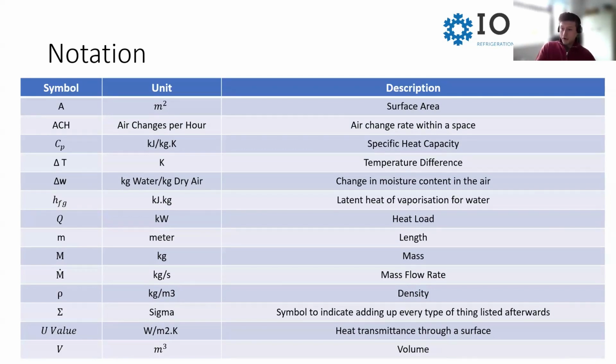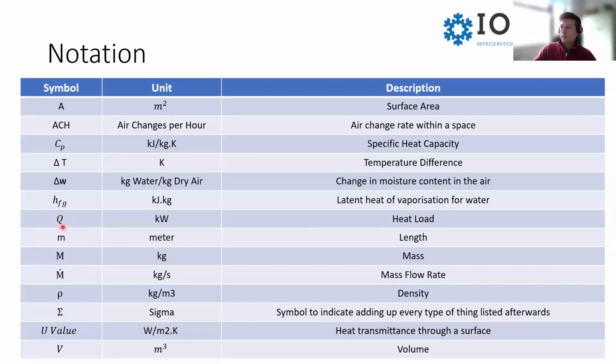The main ones I wanted to go through before we move into it is, if I get the laser pointer active, this symbol down here, which is sigma, and all that indicates is that we add up every type of that sum. So if we're adding up all the fabric loads for a room, we'd calculate each wall or surface individually, add them all up, and then that gives us our total fabric load in that space.